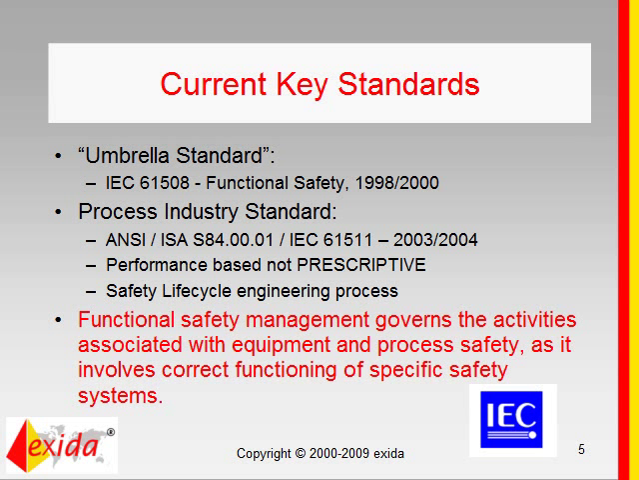Another aspect is that these functional safety standards introduce something that we call the safety life cycle, a rigorous process that addresses all the steps in the life of a unit to ensure that functional safety is achieved and maintained. Third aspect here: functional safety management governs the activities associated with equipment and process safety as it involves correct functioning of specific safety systems. Functional safety management is also a key aspect in these functional safety standards.